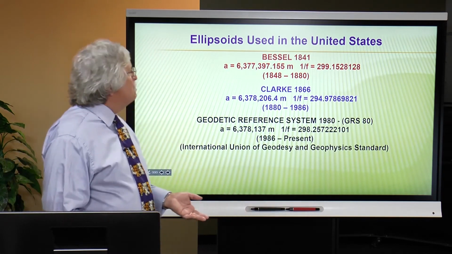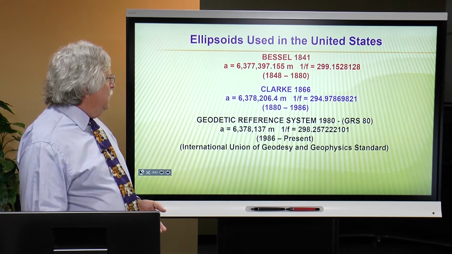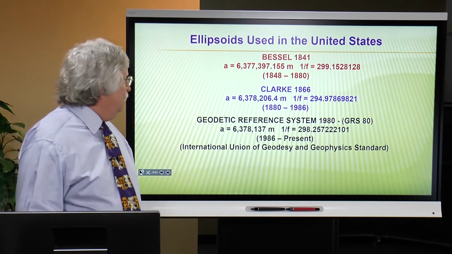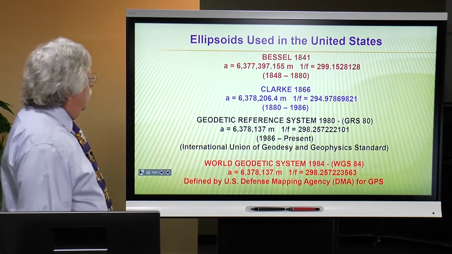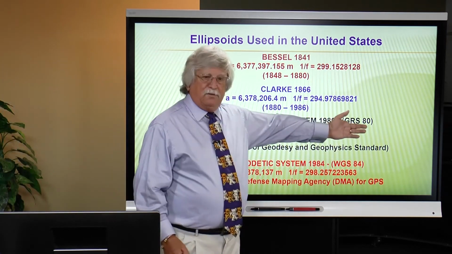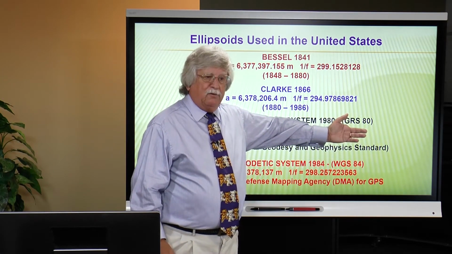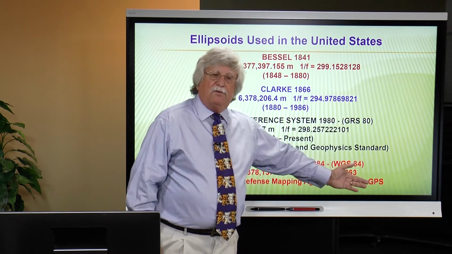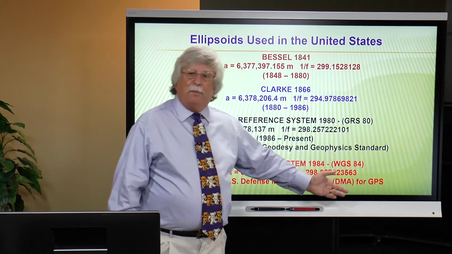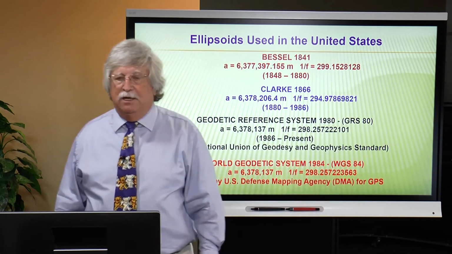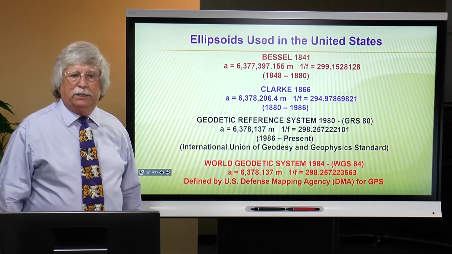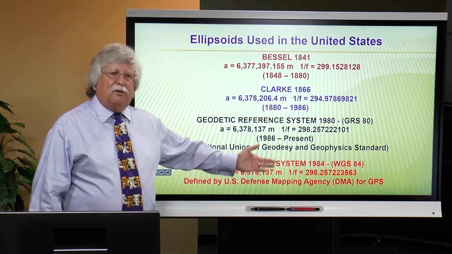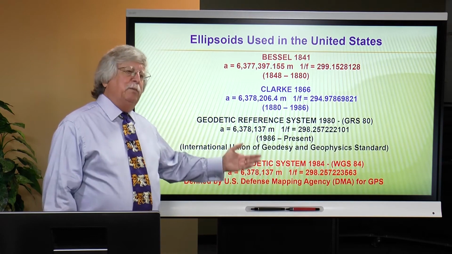And that is World Geodetic System 1984, which is defined by the US Defense Department. So this is an international standard, which is what the National Geodetic Survey uses. This is the standard for GPS that was defined at the time by the Defense Mapping Agency. Today that's the National Geospatial Intelligence Agency. And it's used exclusively for GPS.